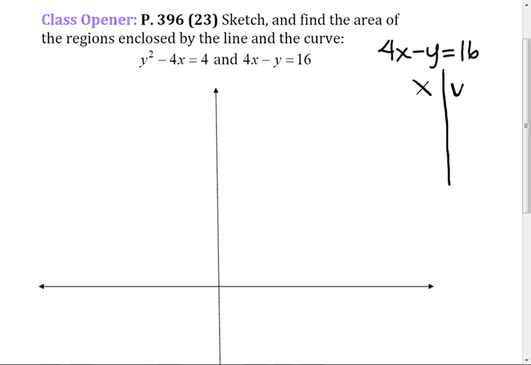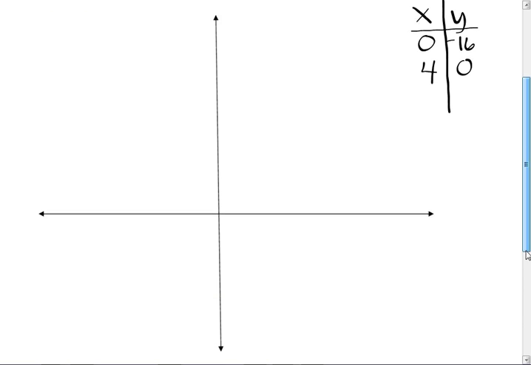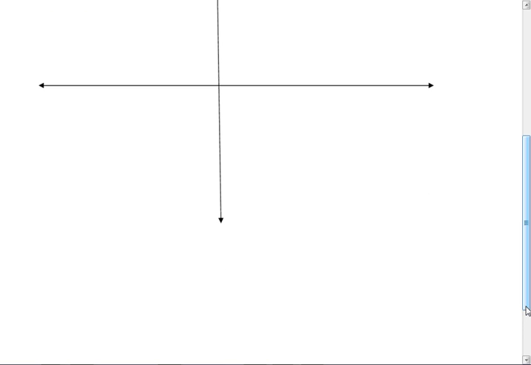So I'm going to pick convenient points, like if x is 0. Well, if x is 0, then what's the y value? Negative 16. If I let y be 0, what's the x value? 4. How many points do you need to have to determine a line? 2. So that's good to me. And it won't be exactly right. That's a pretty good picture, actually.